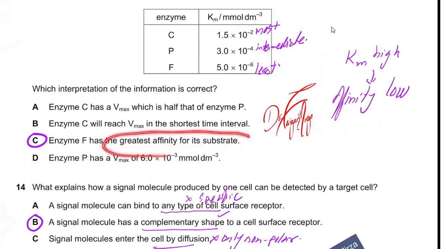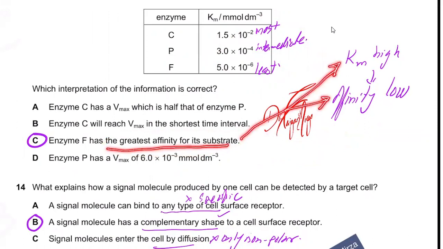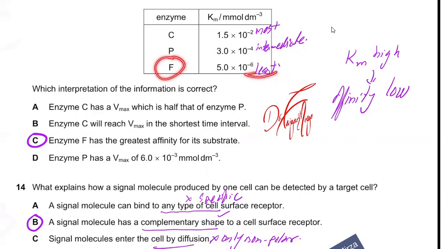This is exactly what we are looking for, because the greatest affinity for the substrate is the enzyme with the least Km. We know how Km and affinity are linked together. If the Km is high, the affinity is low. If the affinity is high, the Km is low. So enzyme F has the least Km value, sorry, the least Km value. That means the affinity for our substrate is greatest. And the reverse can be said for enzyme C. Enzyme C has the highest Km value, so in this case, it will have the least affinity.